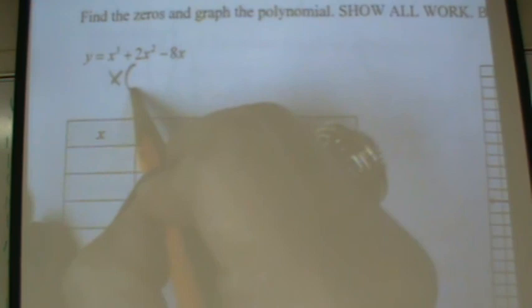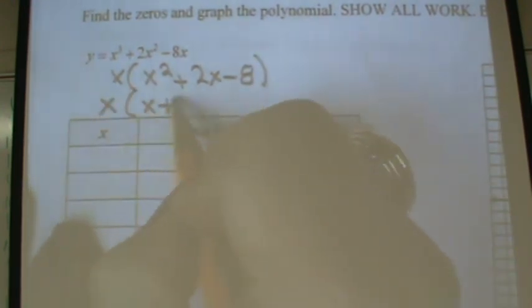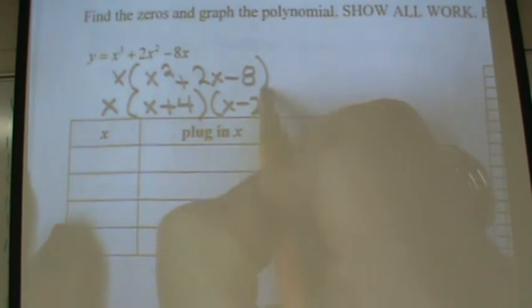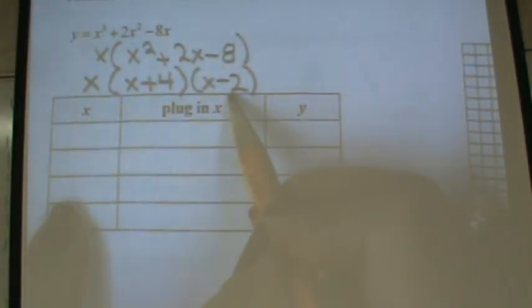How do you do this last one? Take out an x, so that's a 0, and you're left with x squared plus 2x minus 8. How do you factor this? X plus 4, x minus 2. So what are your zeros? 0, -4, and 2. So this thing's going to be coming down. It's going to go up. How high, I don't know. It's going to come down. It's crossing through all of these zeros. Why is it crossing through all of them? Because each zero has a multiplicity that's odd, so it crosses.